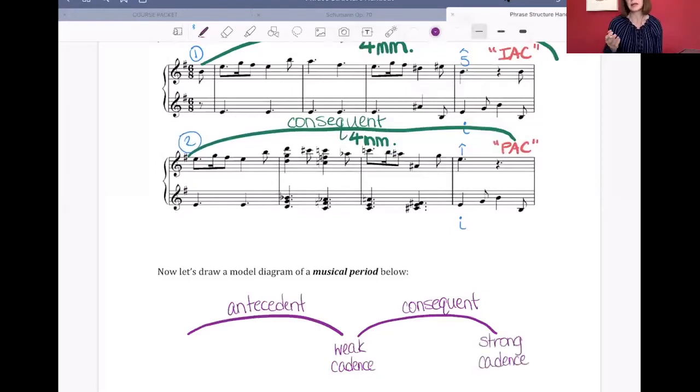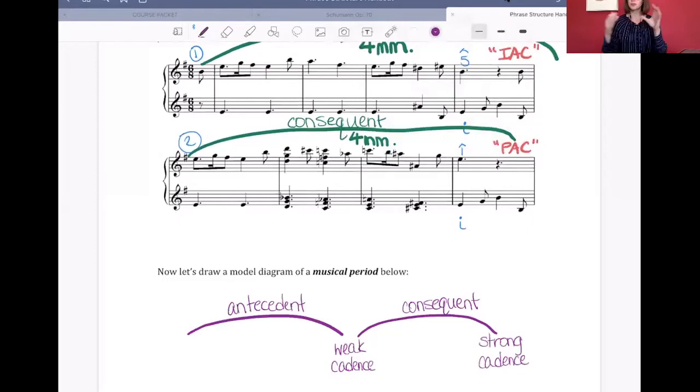Now, probably the most common cadence combination you're going to see is a half cadence followed by a PAC. But as we saw with the John Williams score, we had an IAC followed by a PAC, which still follows the rules of weak followed by strong or stronger. So that is our musical period.